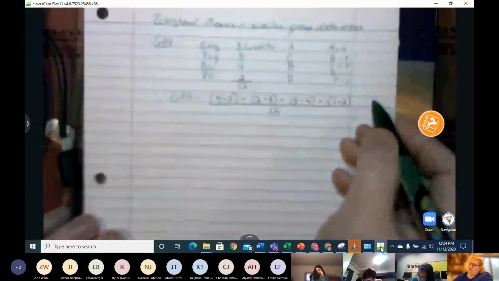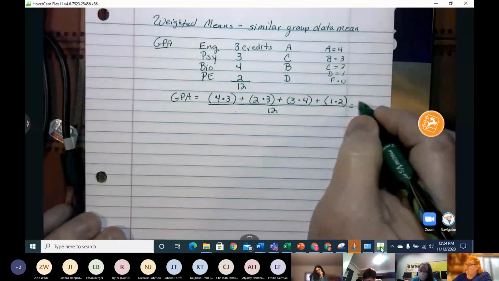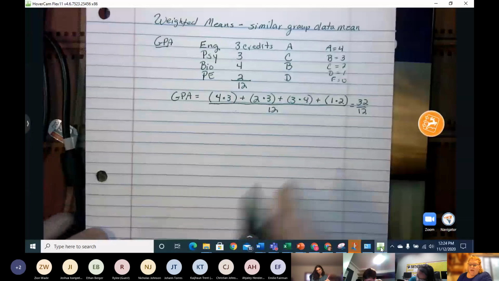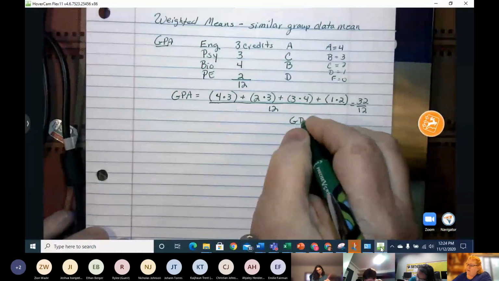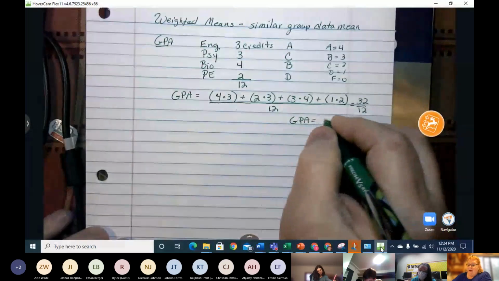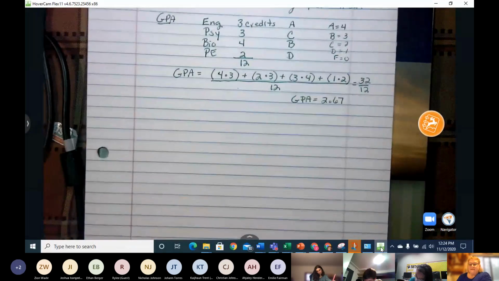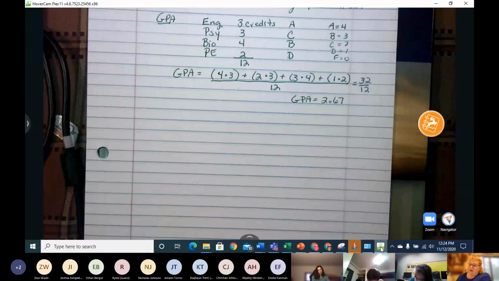And so we calculate the top, and we get 32 divided by 12, which gives us a GPA of 2.67. And that's how you calculate your GPA. It's a process called a weighted mean.